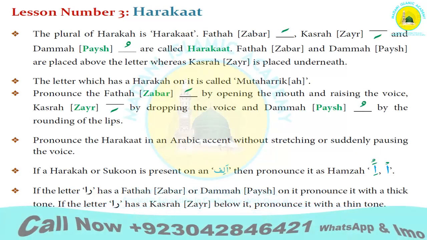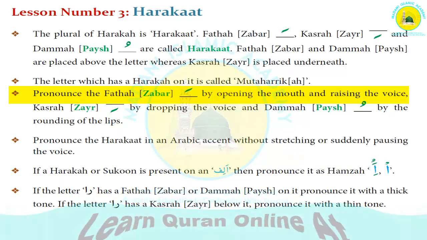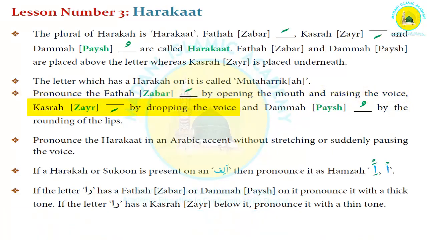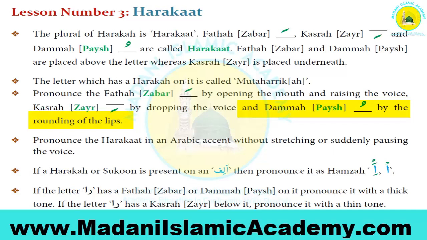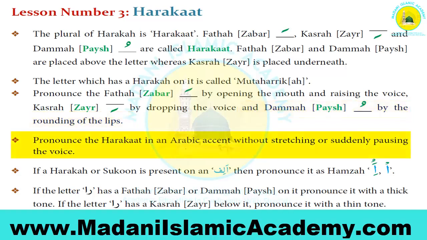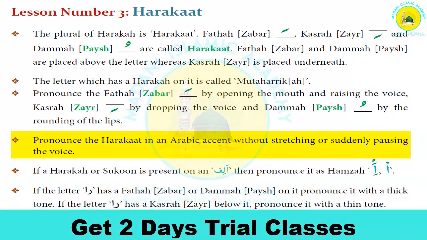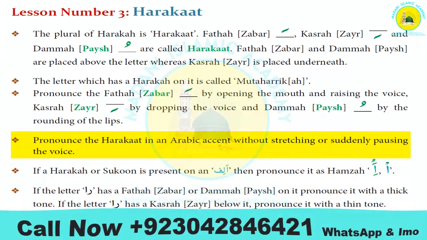So how to read this lesson. Now if we look at that, pronounce the fatha by opening the mouth and raising the voice. Ah. So you open your mouth. And the kasra by dropping the voice. E. You drop the voice. And then the dhamma, the pesh, by the rounding of the lips. Pronounce the harakat in an Arabic accent without stretching or suddenly pausing the voice.